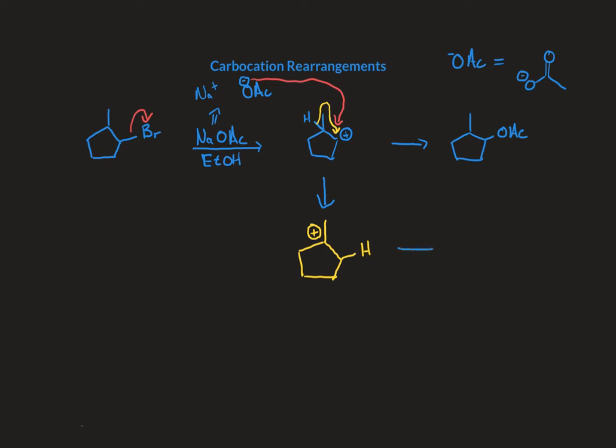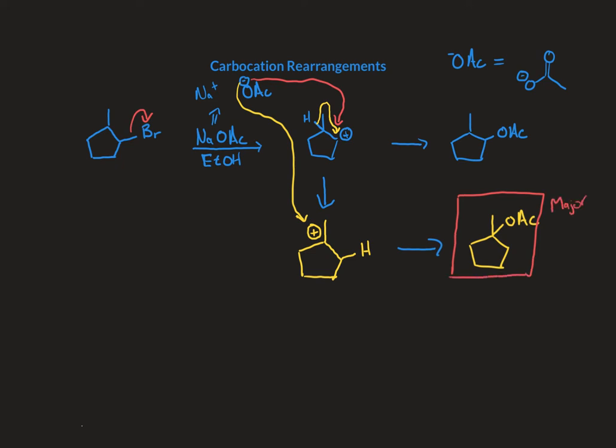And then from here, acetate could come in and attack this carbocation, which is going to give you a regioisomer of the other product. And in this case, I expect this to be the major product, although this other product is formed.